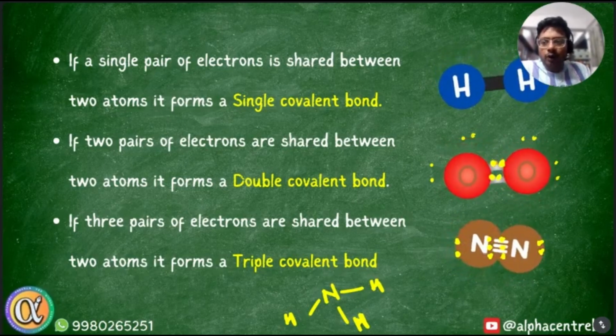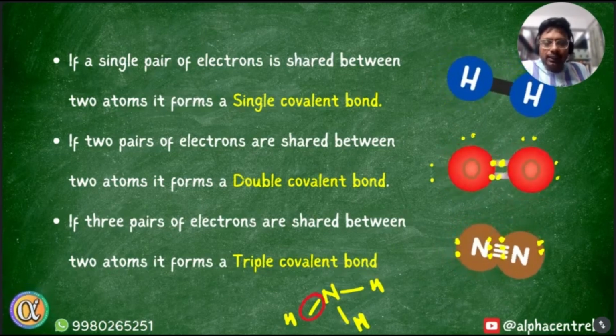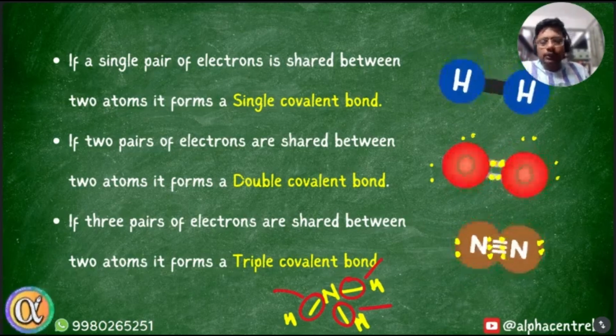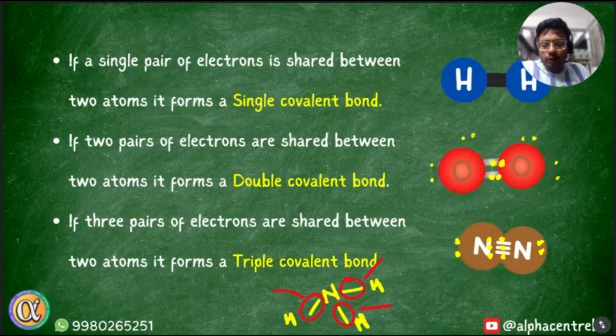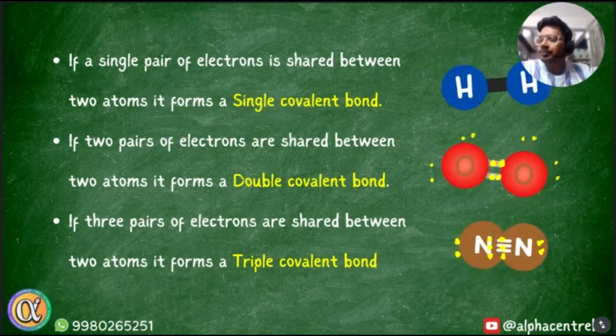Then what do we call a case like this? This is three single covalent bonds. This is a covalent bond, this is another covalent bond, and this is another. So this is a molecule that has three single covalent bonds and not a triple covalent bond. Am I clear? Yes, sir. I hope no problem.